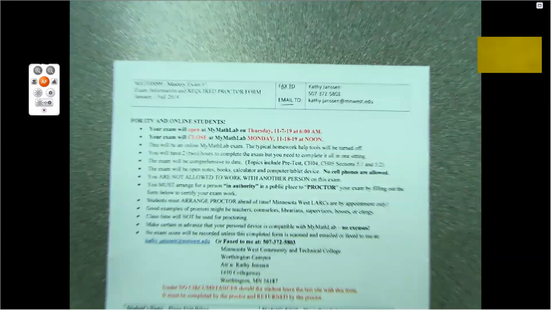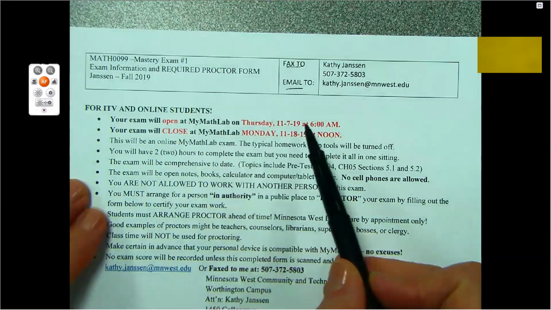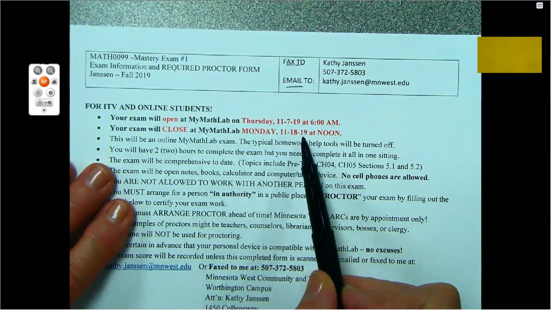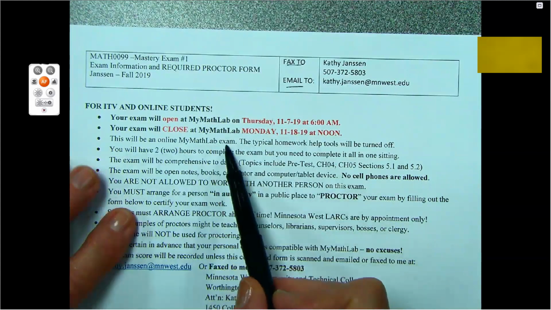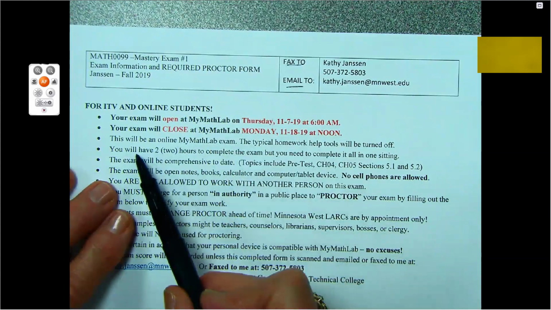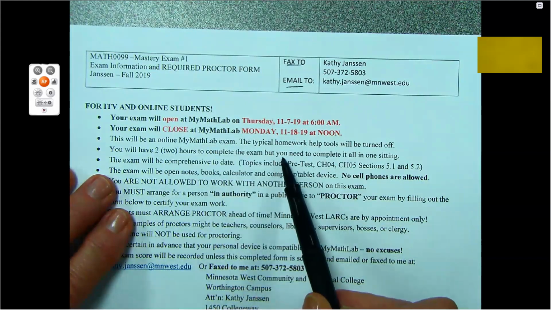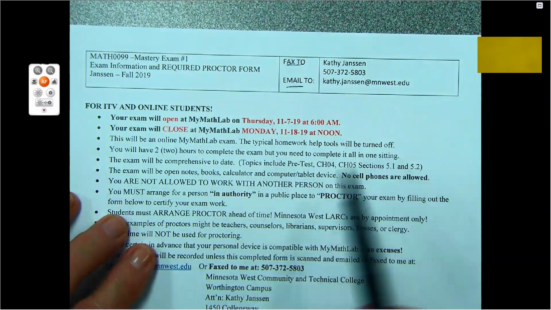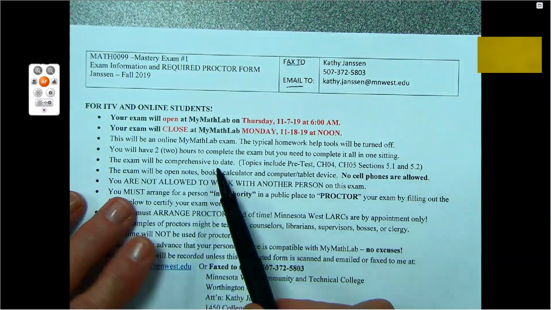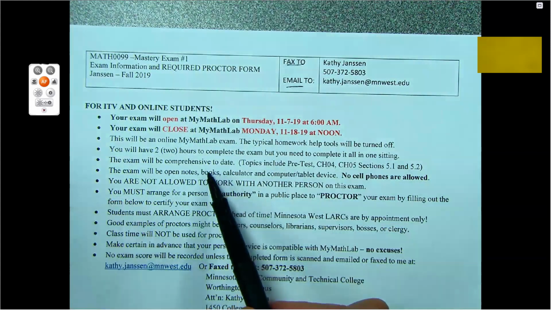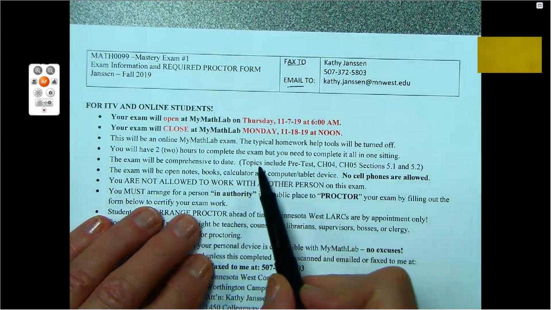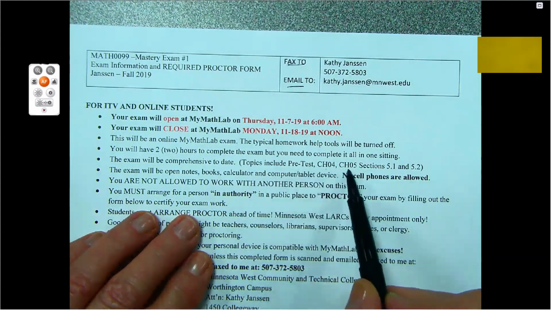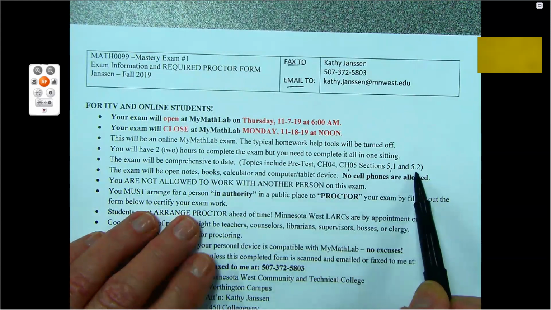The directions. It is open now. Your exam will close on Monday the 18th. This is an online MyMathLab exam. You have 2 hours to complete the exam, but you need to complete it in one setting. It's not start and stop and start again. The exam will be comprehensive. Comprehensive means it covers everything that we've covered since day one. In particular, it covers topics from our pre-test just in time, Chapter 4, Chapter 5, Sections 5.1 and 5.2.